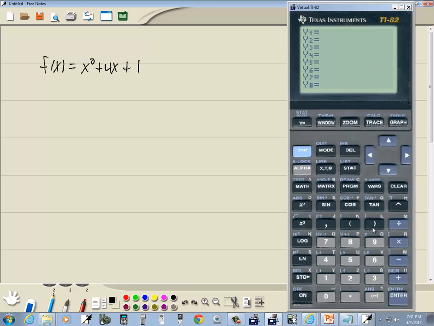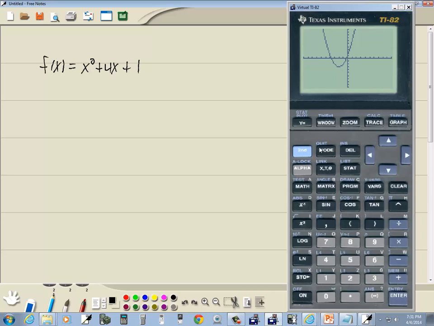I'll press y equals, clear if you have something there. Then I'll do my x key, my x squared, plus 4x plus 1. Now let's graph this first. I see that it's opening up, which means it has a minimum, a low point. Our lowest point is our vertex, and again, that's the same as a min. Now this doesn't have a highest point because these keep going up forever. So the vertex is right where my cursor is.